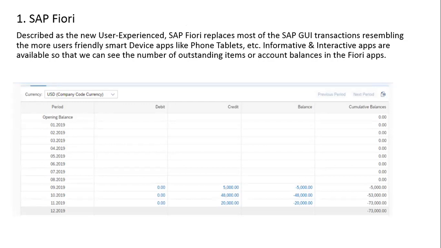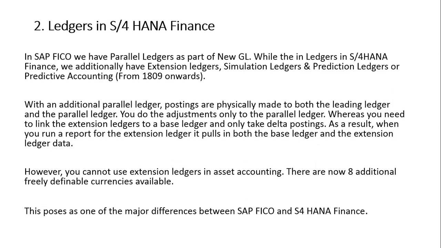It can be accessed anywhere. It's informative. It's an interactive app. Ledgers, of course, in FICO we have parallel ledgers as part of the new GL. While the ledgers in SAP S4 HANA Finance, we have, of course, the extension ledgers, the simulation ledgers, and 3 core ledgers within the S4 HANA space. These are used for different purposes.